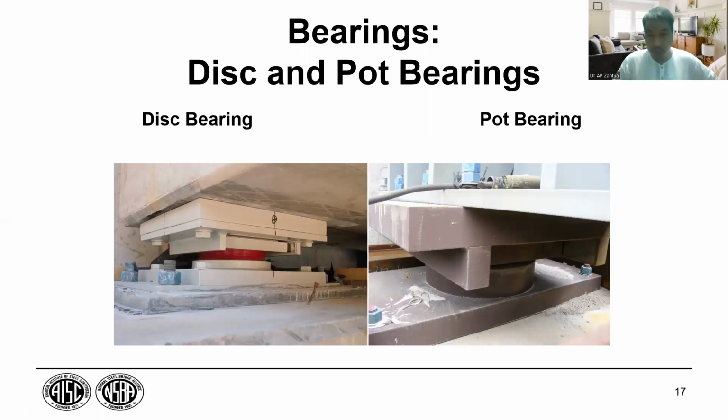So then there is a combination of disc and pot bearing. So this is a disc bearing, this is the pot bearing, or they can be combined. Okay, so disc bearing. So there is a plastic component. So this is urethane. Okay, component. Pot bearing, also we have different types of material.